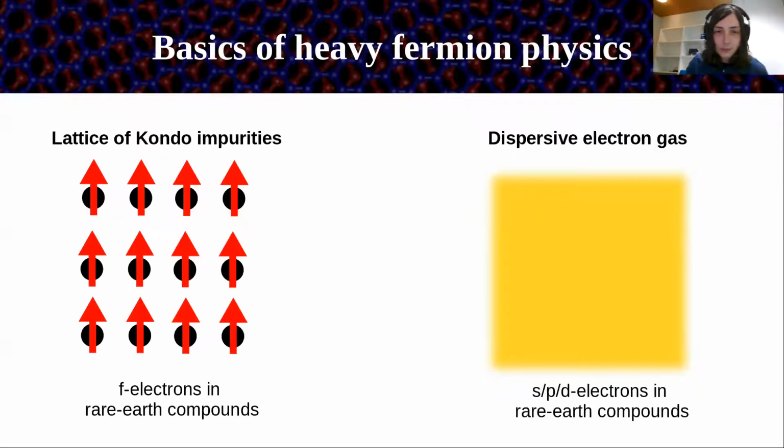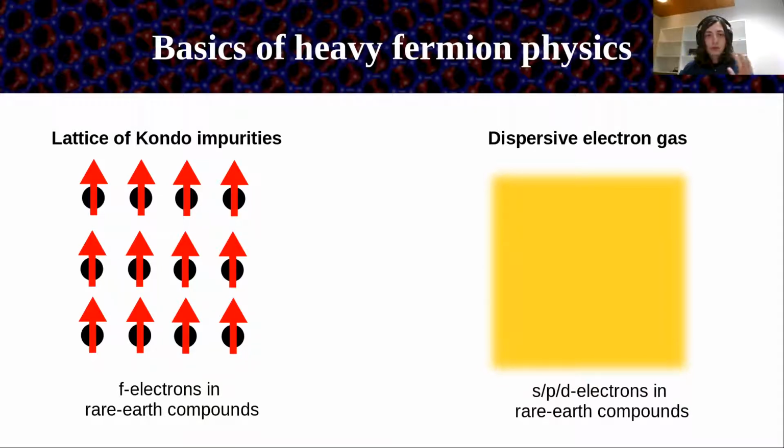two-dimensional materials. So just to give you the basic recipe, essentially what we need is to have a van der Waals twisted heterostructure that realizes two ingredients. First one, a lattice of magnetic impurities. Second, a dispersive electron gas. And then if we combine them in the right way, we may get a heavy fermion system.